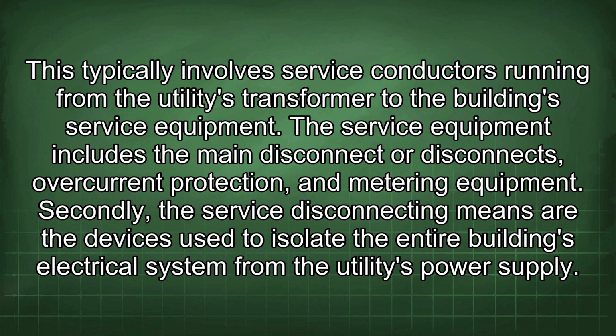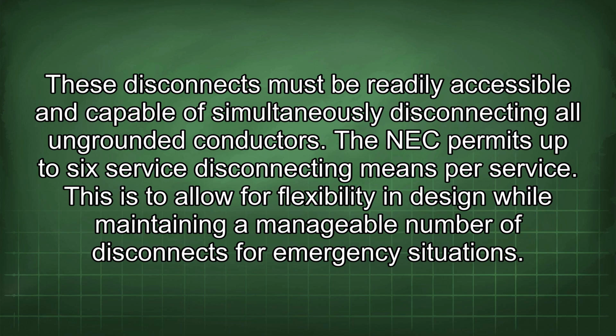Secondly, the service disconnecting means are the devices used to isolate the entire building's electrical system from the utility's power supply. These disconnects must be readily accessible and capable of simultaneously disconnecting all ungrounded conductors. The NEC permits up to 6 service disconnecting means per service. This is to allow for flexibility in design while maintaining a manageable number of disconnects for emergency situations.